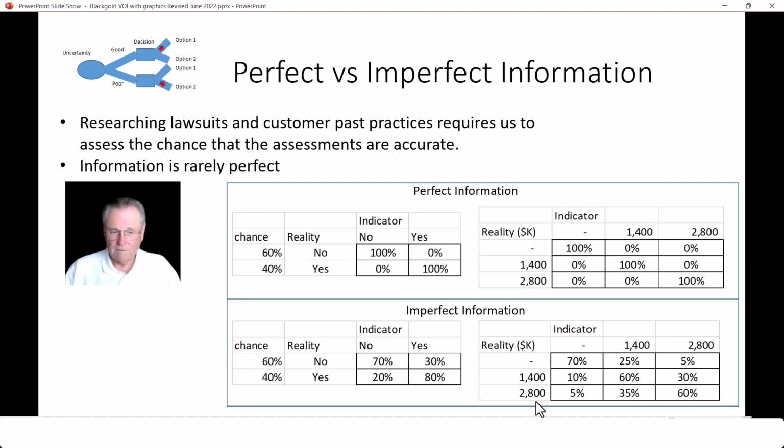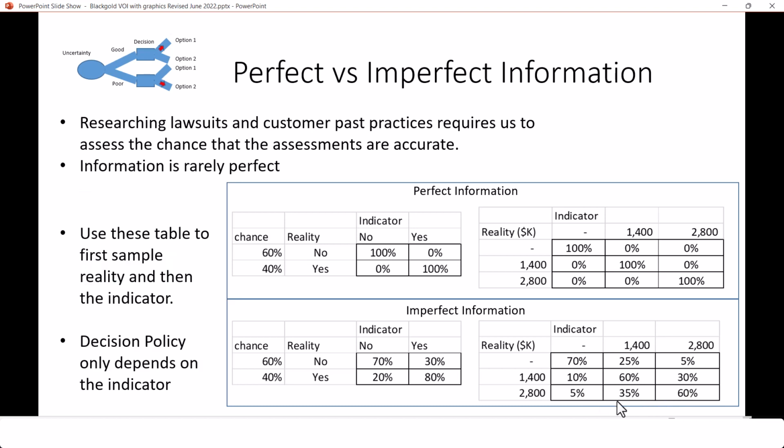And with the lawsuits, the realities are shown here, and the indicators are here. And so if we're going to win the lawsuit, we're going to see that 70% of the time. There's 30% of the time we would think we're still going to lose in various amounts. And on the high side, double damages, we only see that 60% of the time. So 40% of the time, we could be wrong on that one.